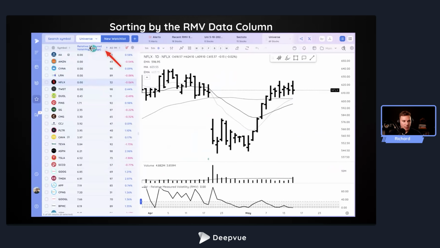I've clicked the column header here twice, and that way we've got all the RMVs in ascending order from 0 up to 100. All these charts are relatively tight to their recent price action. So I know that these are likely the best opportunities from my watch list for the next day or the next few days. So AA is forming a continuation tight area. Amazon, big upside reversal, forming a tight area. We'll take a look at these charts in just a minute.